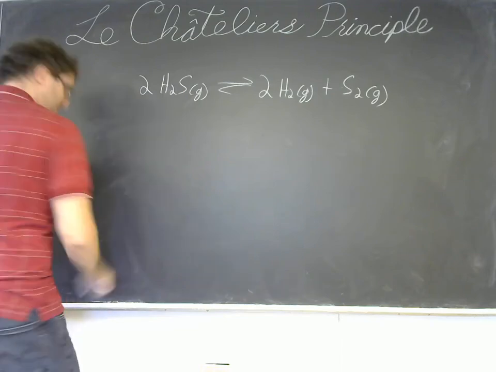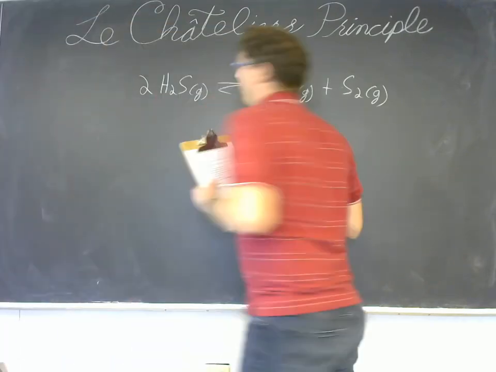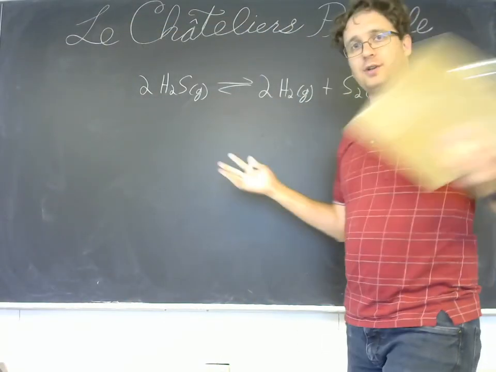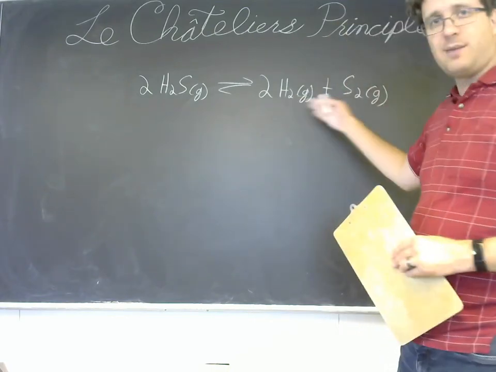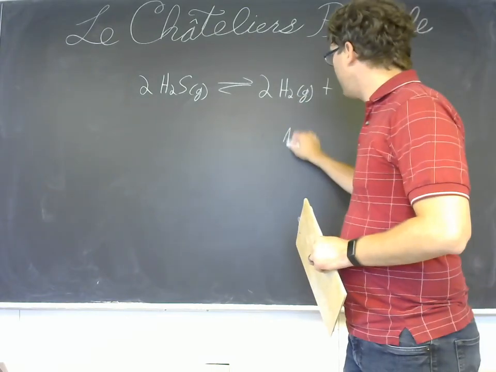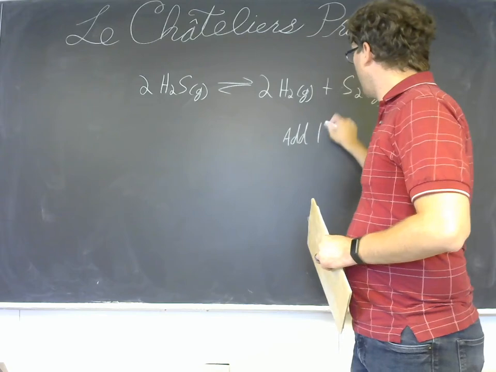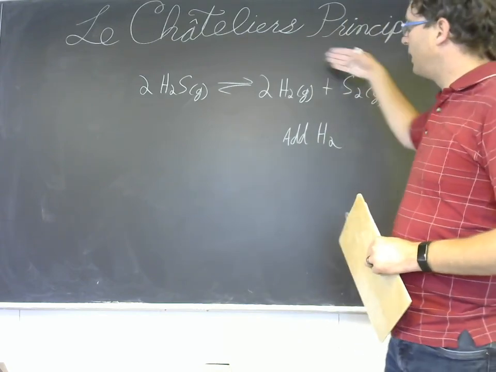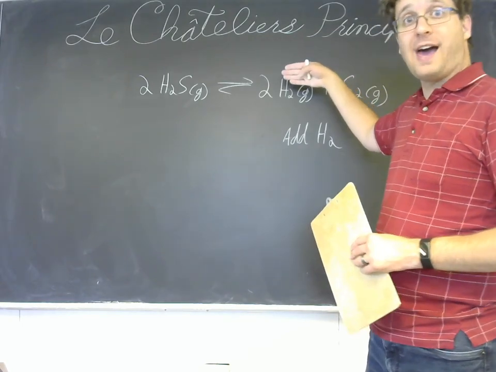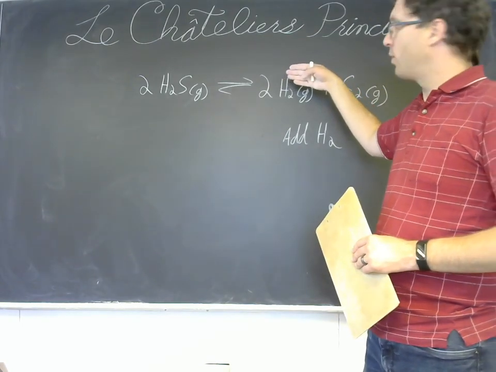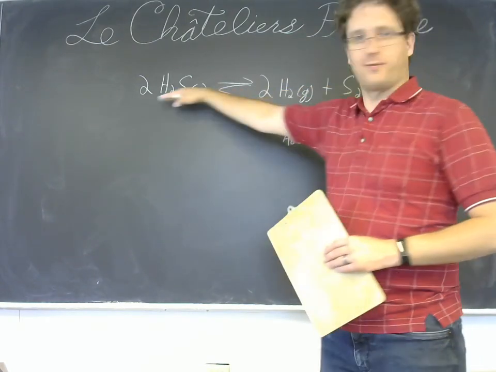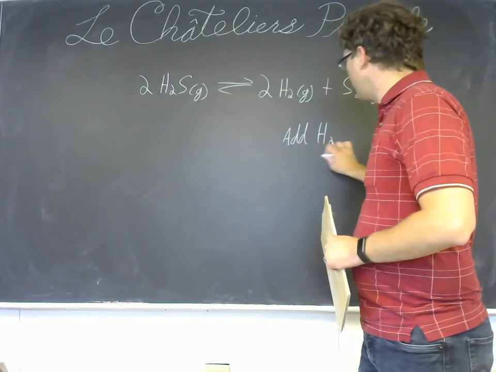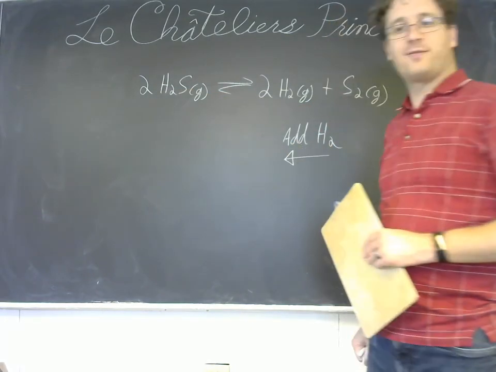I think it makes enough sense without having to redraw it every time. So we can say the same thing about the products. If I add hydrogen, which way will this reaction shift? Well, it will have to get rid of that extra hydrogen, or at least a portion of it, by going in the reverse direction. So add hydrogen is going to go to the left.